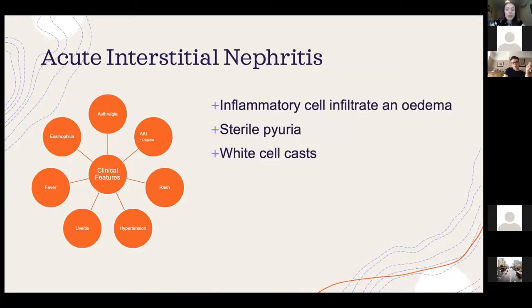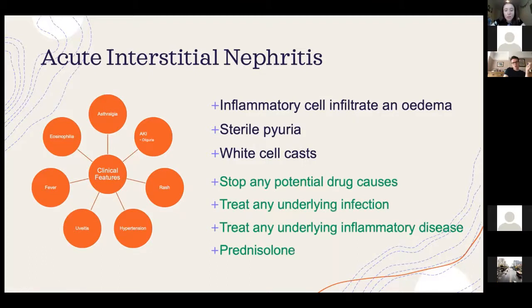And then they will usually have an inflammatory cell infiltrate and edema on their renal biopsies. So the cells are all massively edematous, and there's sterile pyuria. So that's on urine dip, and then on microscopy you'll see white cells, but it's sterile. So there's no bacterial identifier in that urine sample. And you'll also see white cell casts. Whereas earlier we talked about red cell casts, you'll see white cell casts in acute interstitial nephritis.